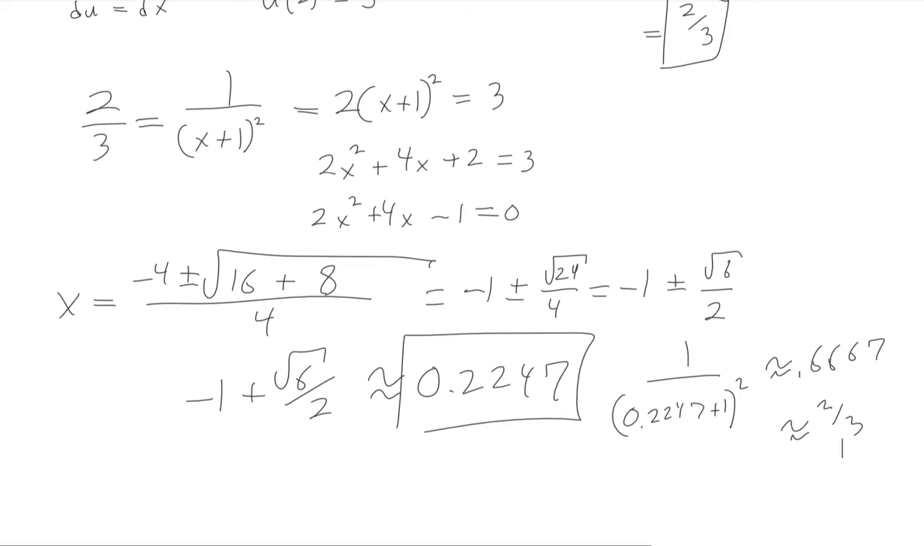All right, so those are a couple examples of using the average value for a function, which should be relatively simple, particularly compared to some of the stuff we've been doing in Chapter 6.